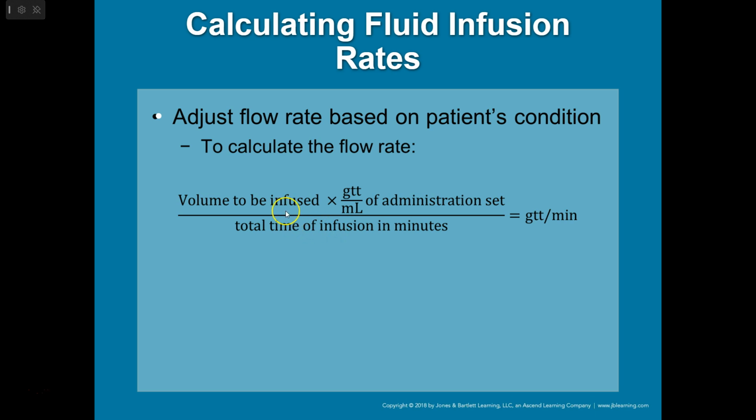And then we just simply plug that into our calculator. So 1,000 times 10 divided by 240. 1,000 times 10 would be 10,000 divided by 240 gives us 42.42 drops per minute.